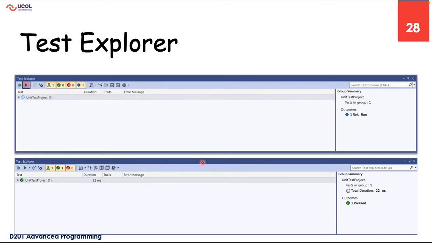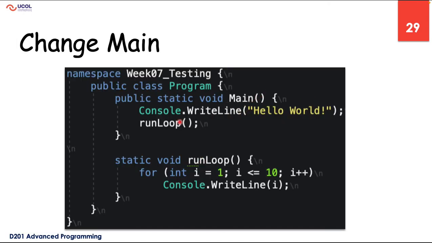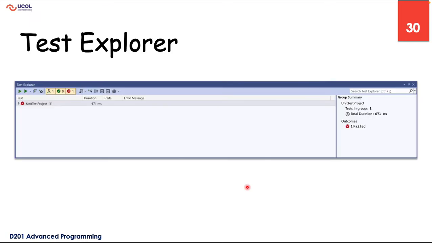Okay, so now let us go back and change our main method again. For example, instead of having only the hello world, we are also running a loop in which we are printing the values from 1 to 10 on the console as well. So we have a hello world running in the main program, and then we are printing 1 2 3 4 5 6 7 8 9 10. Once we have done that, and now if we try to run that particular test again, it will say that one has failed.